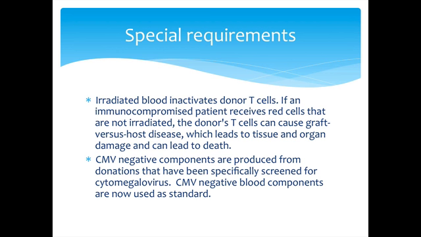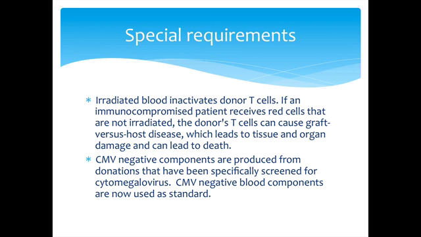In terms of special requirements, we need to think about this particularly on a haematology ward. Now, irradiated blood inactivates the donor T cells. So if you've got an immunocompromised patient, such as someone with an acute leukaemia, and they receive red cells that aren't irradiated, the donor T cells in the sample that you're giving to them can actually attack the recipient's tissues and organs, and that leads to graft versus host disease and can cause death.